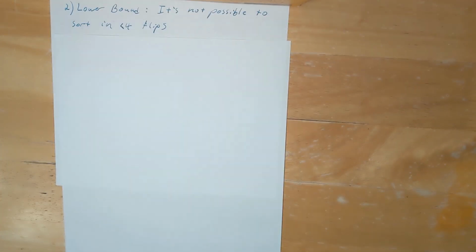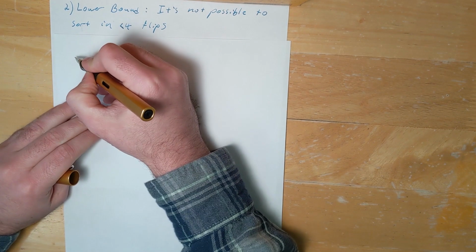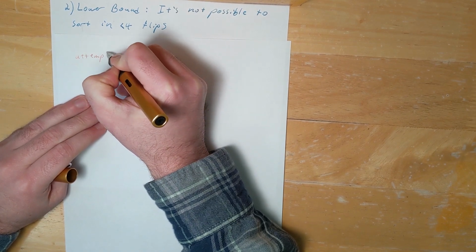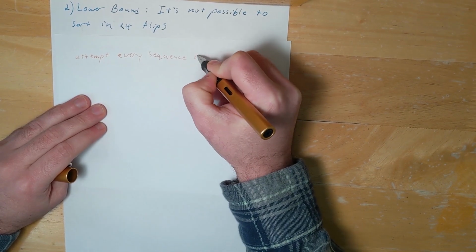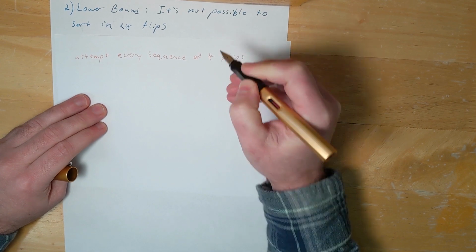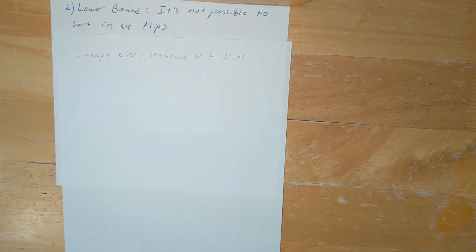Now for our lower bound proof, we need to show that it's not possible to sort in less than 4 flips. There's a couple of ways that you might think to do this. Perhaps the first way you would try is you could, for instance, attempt every sequence of 4 flips and show that none of them are going to end up sorting your stack of pancakes. That would certainly work if you were to do literally every single sequence and show that none of them resulted in a sorted stack. Then your proof would be complete.